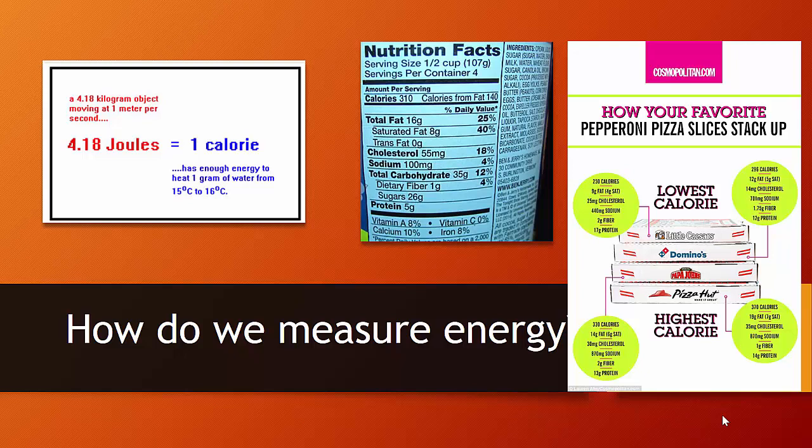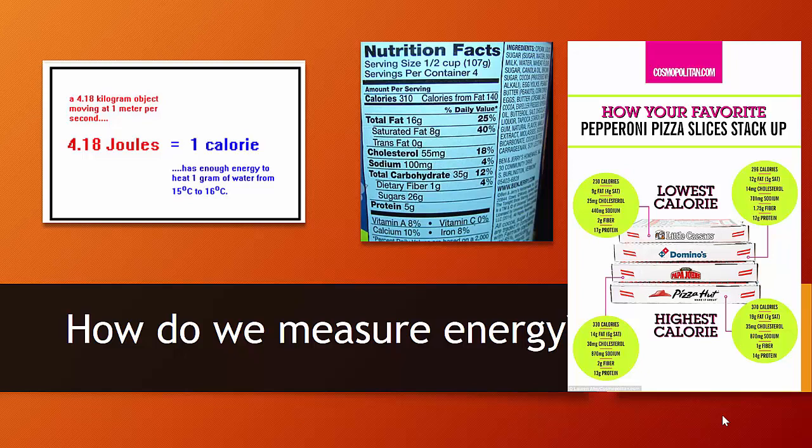Pizza is a common dish for college students, so let's look at that. If we look at one slice of pepperoni pizza, we can compare. We get 250 calories from Little Caesars, 296 from Domino's, 330 from Papa John's, 370 from Pizza Hut. Now I want you to imagine that's 370,000 calories per slice, and there are 8 slices per pizza, which means if you eat the whole pizza, you're consuming almost 3 million calories. That's a lot.